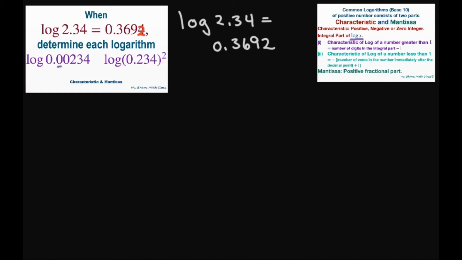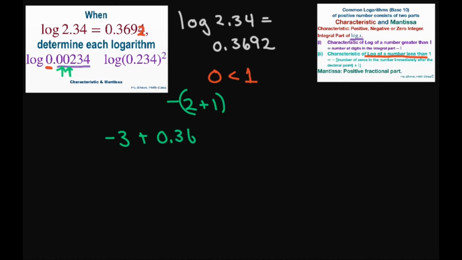So basically looking at this, we have a 0 here. Since the characteristic of our log is for a number less than 1, because 0 is less than 1, what you do is you count the number of zeros here. We have 2, and you add 1, and then you do negative. So this would end up being negative 3 plus 0.3692.